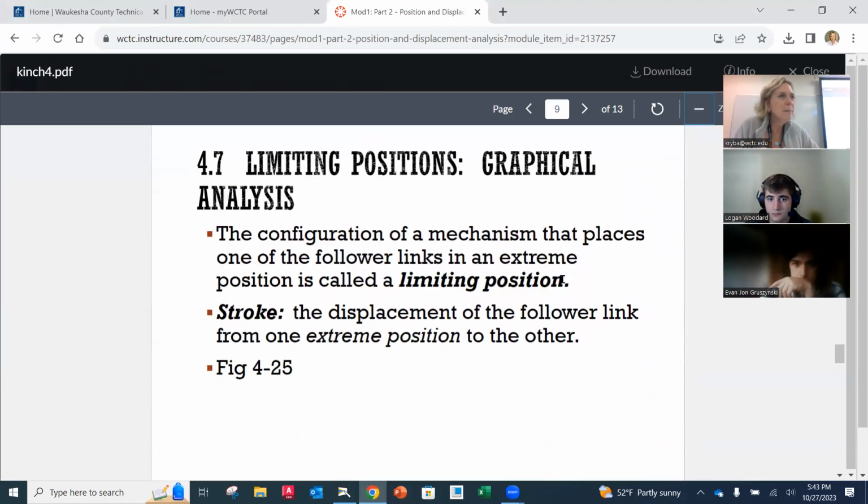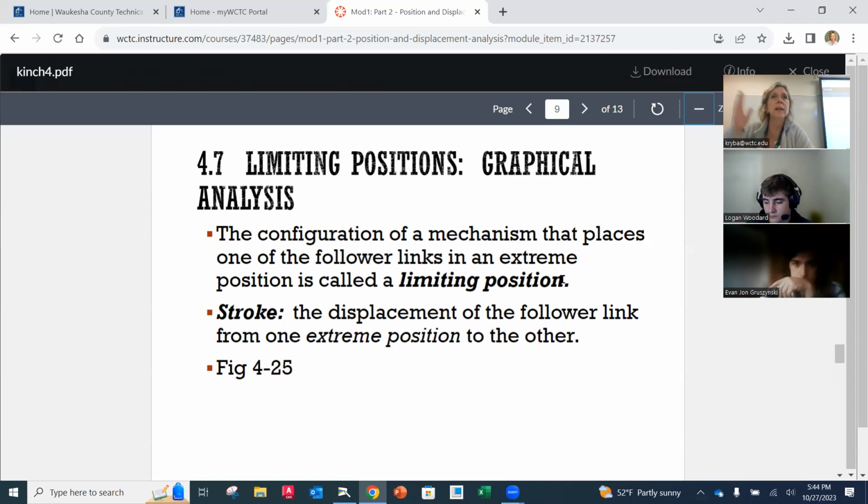Okay. Limiting positions. It's one thing to just move something and say, oh, I'm going to move this 30 degrees. But a lot of times we want to know what is the furthest place away and what is the closest place for the output. So for instance, if I've got a piston, I want to know what the stroke of that piston is. How far is it going to go? How close is it going to go? What's the difference between those two? What's the total travel of that output?